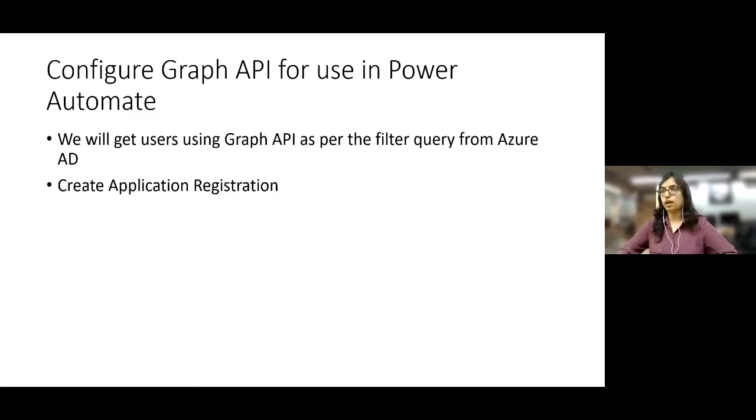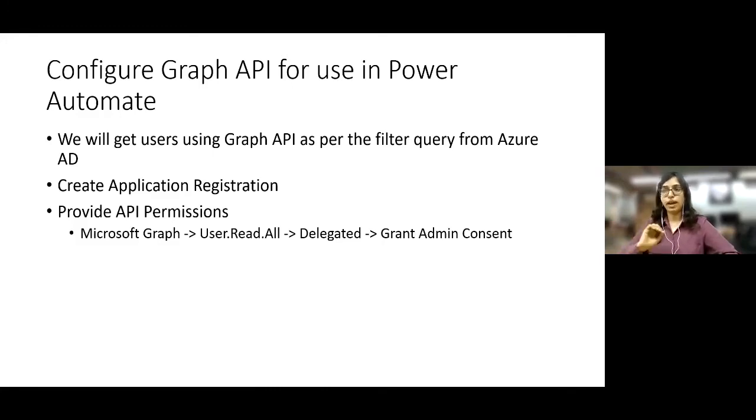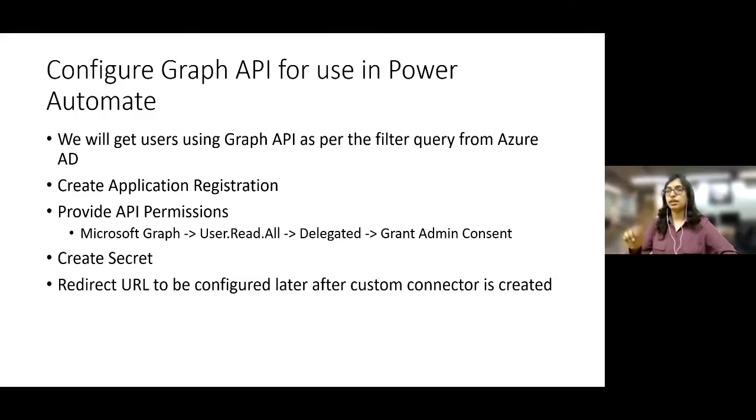Then we created an application registration. We added API permissions like User.Read.All, and then we granted admin consent on those permissions. We created a client secret. Then we provided the redirect URL to be configured later.